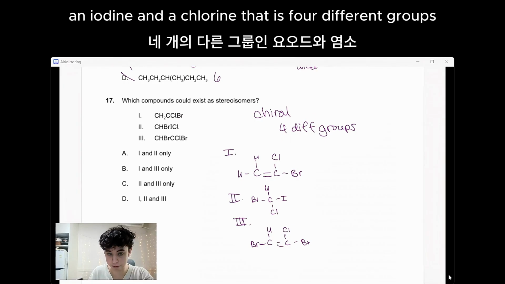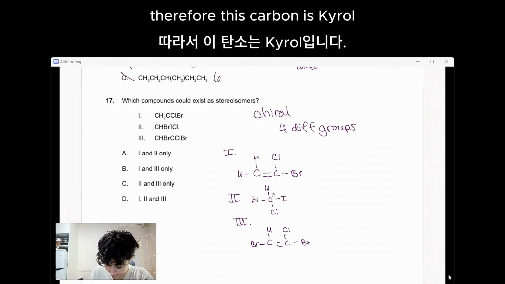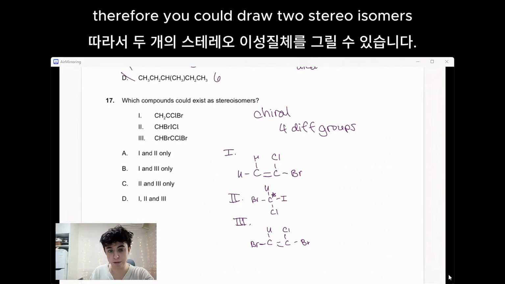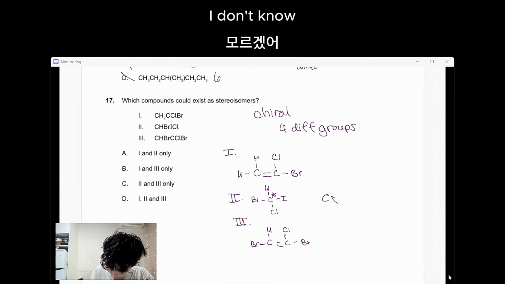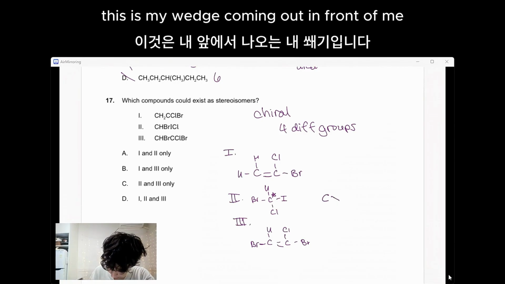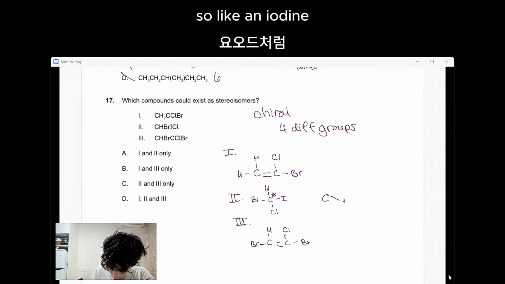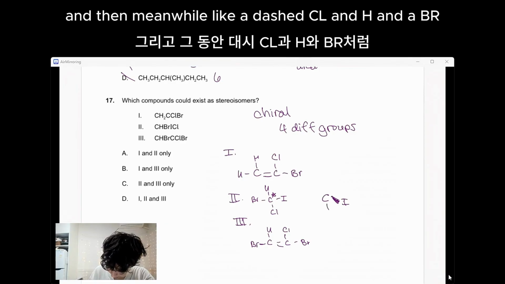That is 4 different groups. Therefore, this carbon is chiral. Therefore, you could draw 2 stereoisomers. I'm going to just draw it kind of randomly. So I could either draw something like, I don't know, this is my wedge coming out in front of me. So like an iodine, and then meanwhile, a dashed Cl, an H, and a Br.